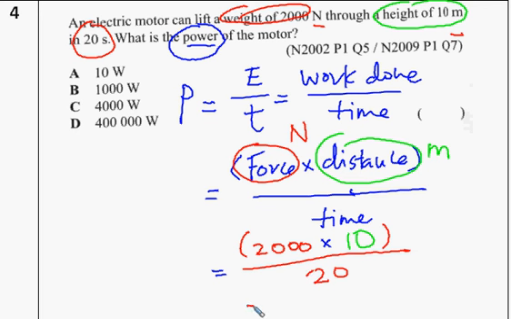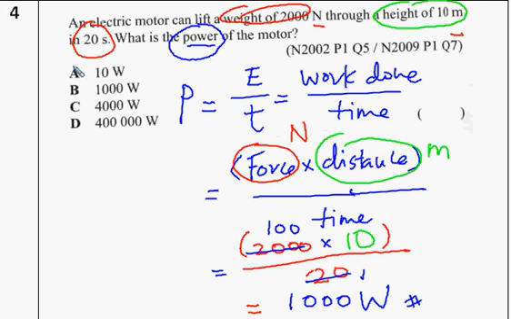If I press my calculator, 2000 times 10 over 20, I can simplify. If I simplify the equation, I can cancel out my 20 and I'm left with 100. So I take 100 times 10, which gives me the final answer, which is 1000. The unit for power is watts. So this is the entire solution for question 4.